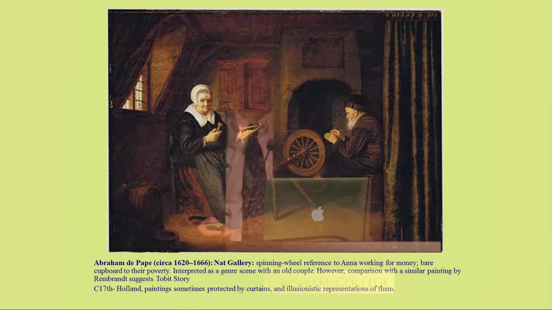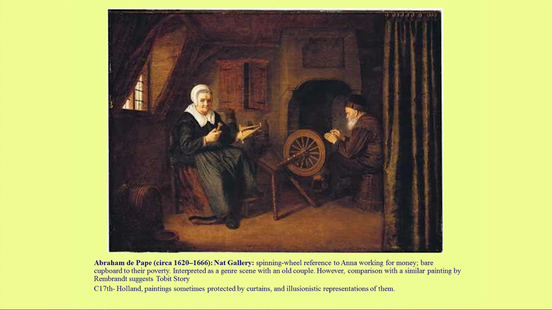This was thought to be a generic image. It's also in the National Gallery, but reappraisal, having looked at that previous image that I spoke to you about, Rembrandt, and knowing that that image is an image of someone who's blind, has led to this image being reinterpreted in more recent times, and we now believe this is yet another image of Tobit and Anna, and here is the bare cupboard, very, very similar.